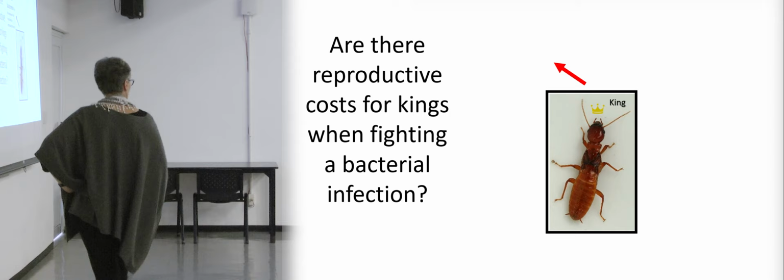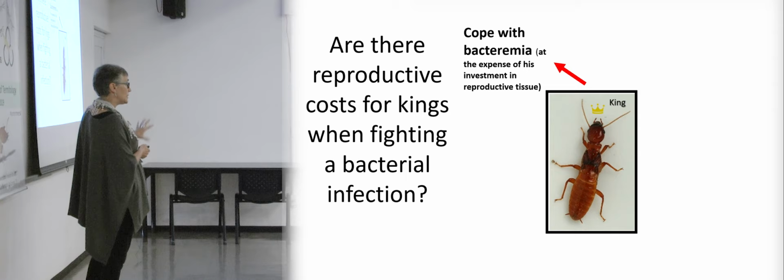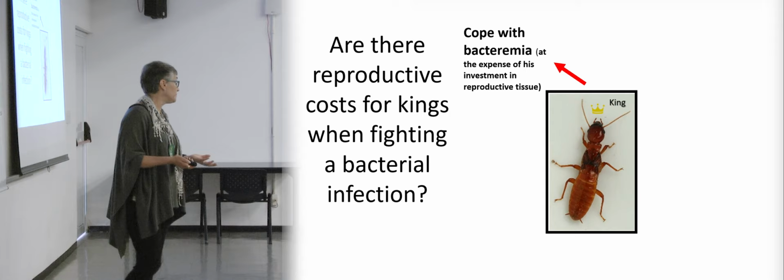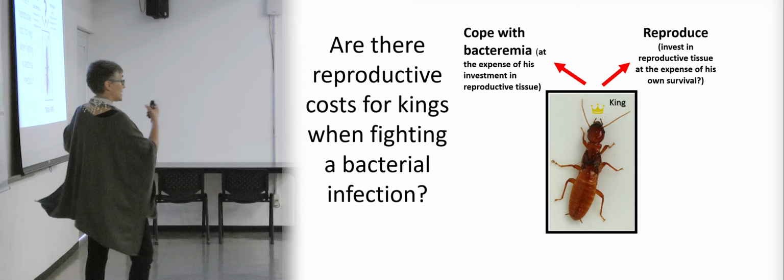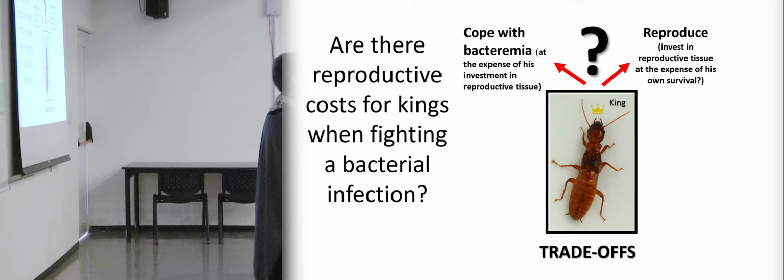If you treat them with bacteria, perhaps they will invest in dealing with the bacteria at the expense of investing in reproductive tissue, right? You don't have enough energy to do that. So the energy goes to immunity, then maybe you have little testes. On the other hand, you can actually reproduce and have big testes and then die because you did not take the time and effort and energy to create an immune response. So again, the same idea as the queens.